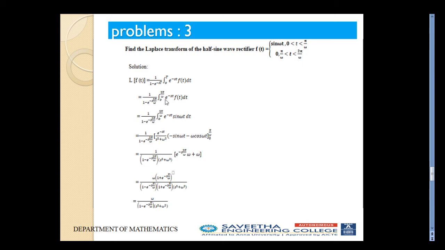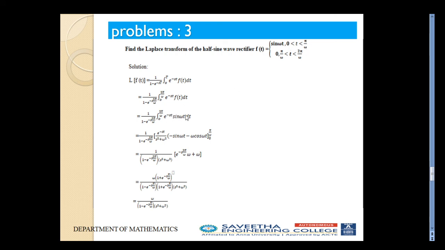So now I have written this, but we don't have a function for the whole of 0 to 2 pi by omega. I have to split the integral. The interval 0 to 2 pi by omega can be split as 0 to pi by omega plus pi by omega to 2 pi by omega. But the value from pi by omega to 2 pi by omega was 0, so we won't get that part. We will get only the limit 0 to pi by omega.